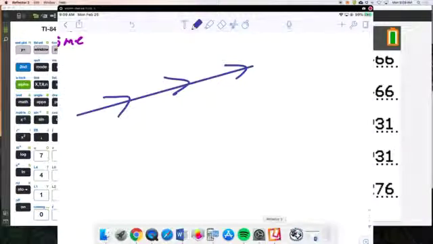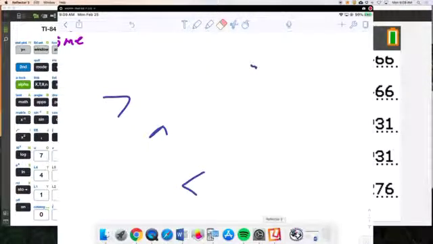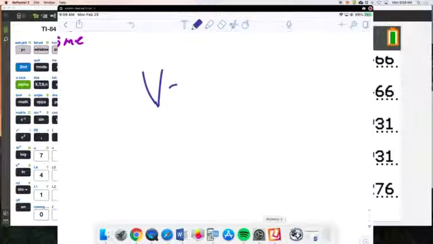But of course, we know that we could take that and we can wrap it around in a circle, and we can have linear velocity in a circular path. So we've already studied that. So what is the formula for the linear velocity v for a rotating object?